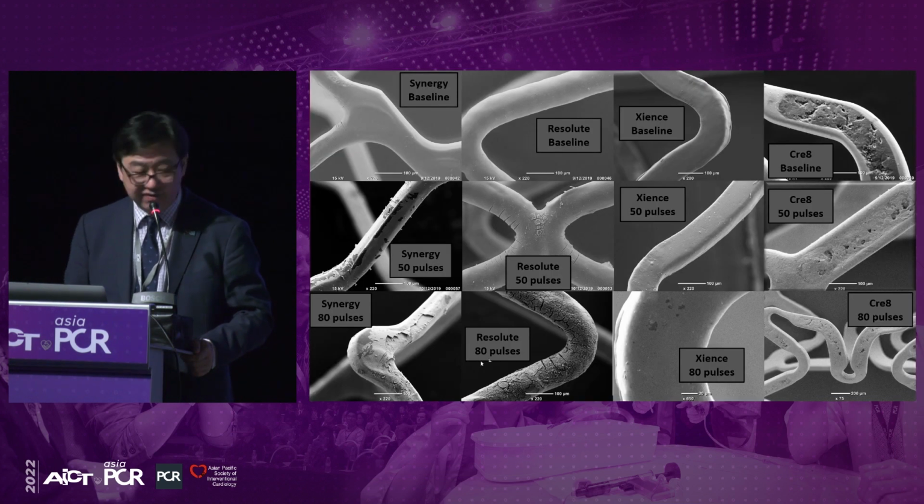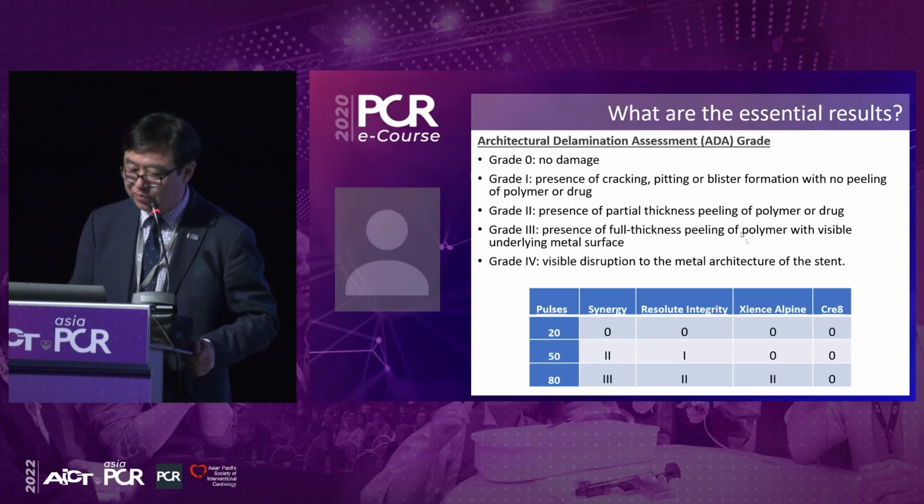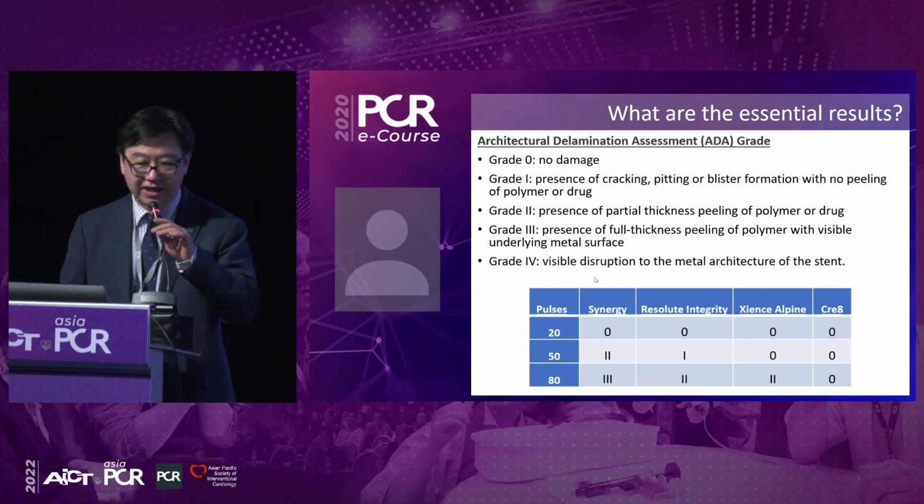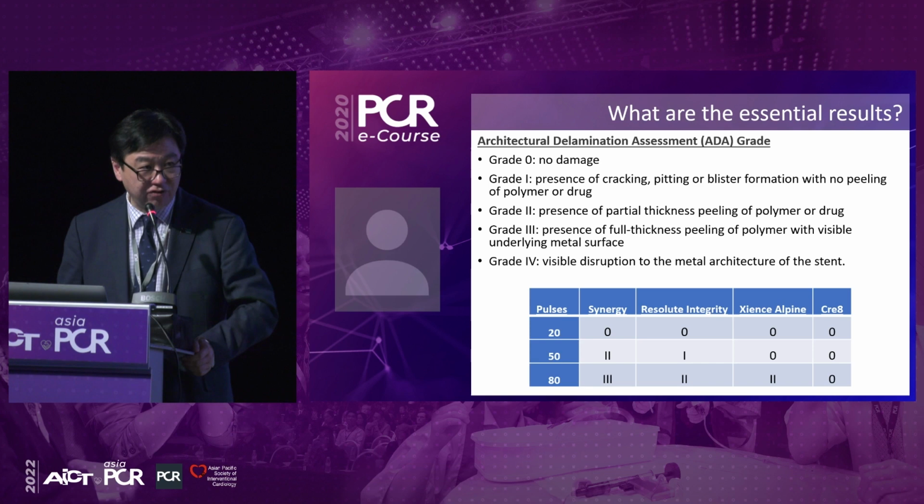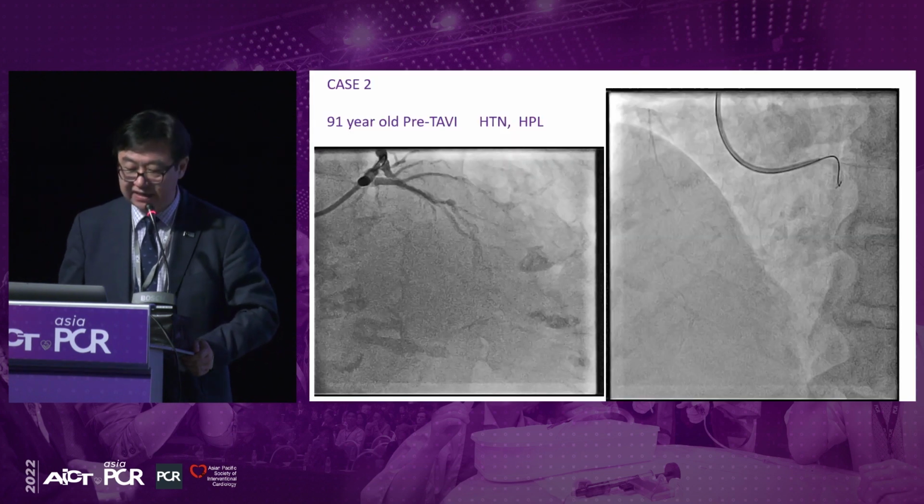And really, unless you get very large number of pulses, you don't do very much to the polymer, which has been experienced. We came up with a little score called delamination score, but you can look at it any way you like. Generally speaking, you don't destroy the polymer unless you're really expending a lot of pulses.